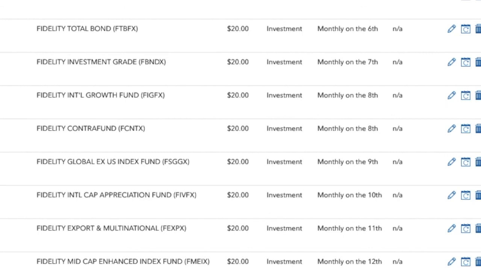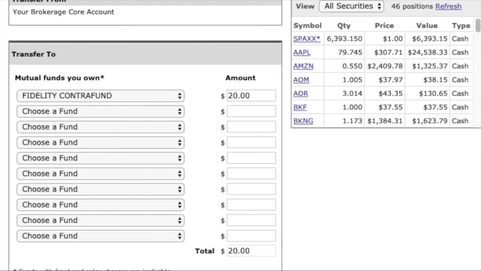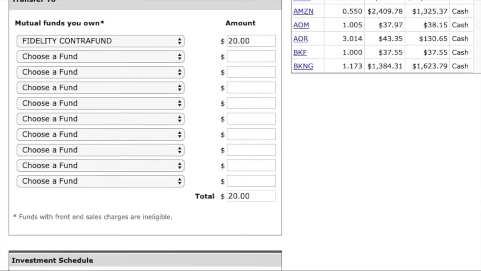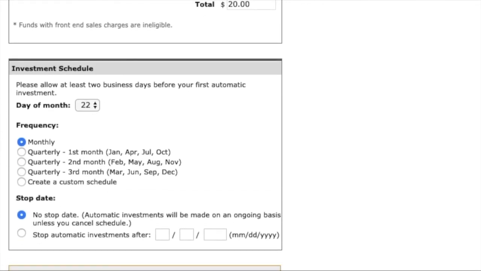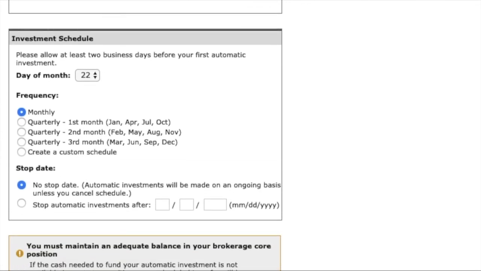For example, this is how I set it up. I put in probably $20 almost every day or every other day, and the setup process is similar to Vanguard, but probably slightly more user friendly. So that's based on my experience of using both for the last couple of years.